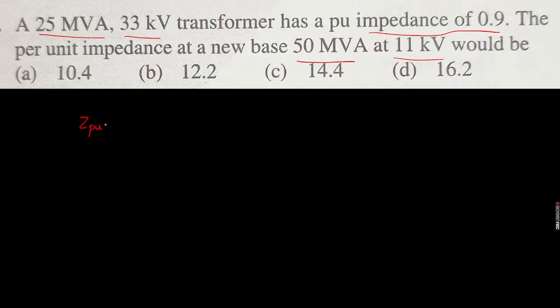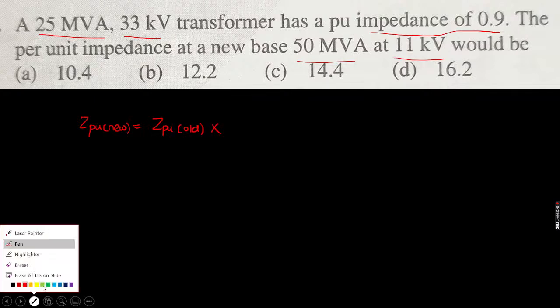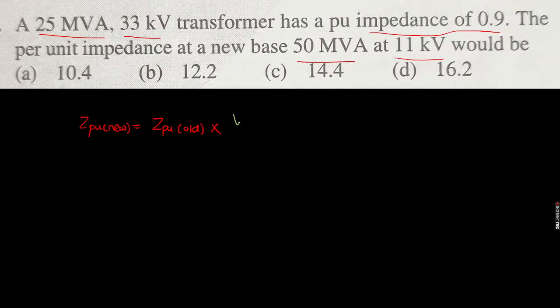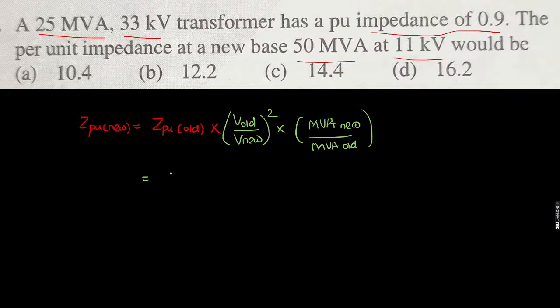Just now we saw the new per unit impedance equals Z per unit old into V old divided by V base new, whole square, into MVA base new divided by MVA old. That's all. Substitute: Z per unit old is given as 0.9, V old is 33, V new is 11, whole square, into MVA new is 50.